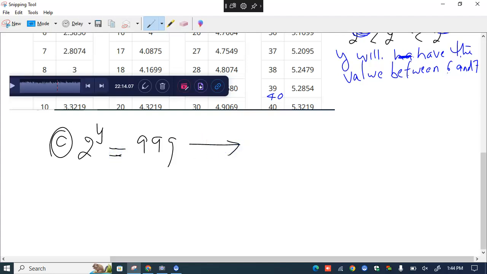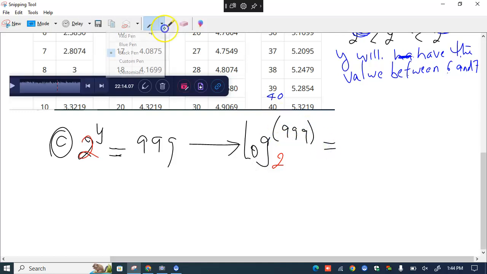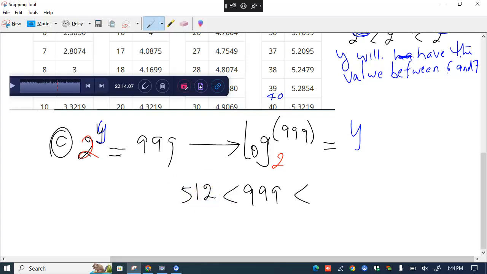Now when you write this in the log form, the base 2 is the base. So I'll write base 2 and the log. It means log of 999 is y. So we need to know what this y is, right? So I'll put that y. Now 999 is a big number, and you can see this 999 is between 512 and 1024, because this is 2 raised to 10 and this is 2 raised to 9.